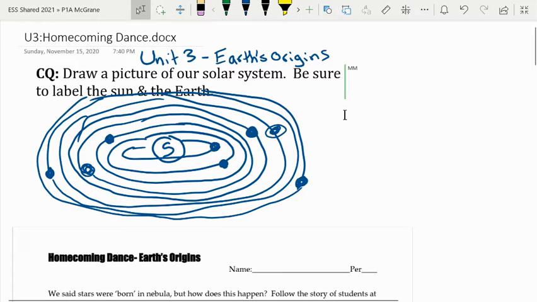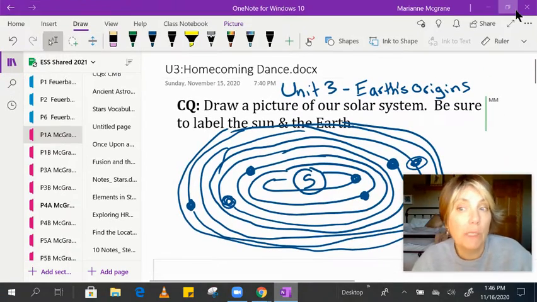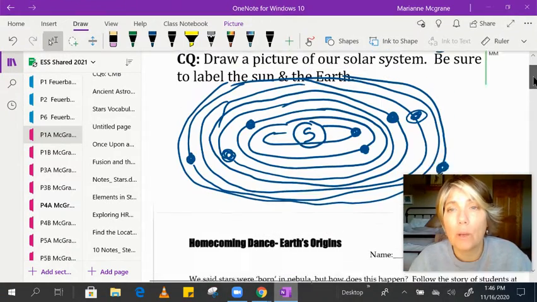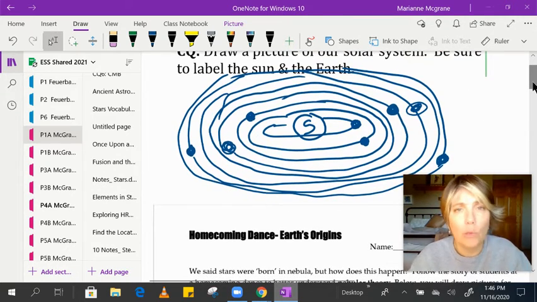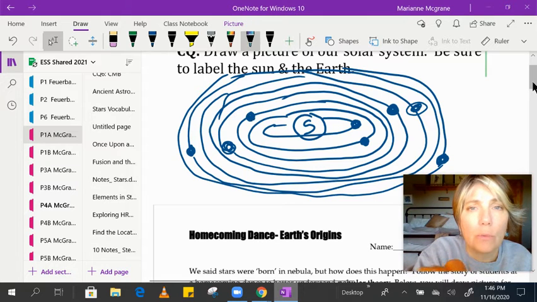At the top of a new notebook piece of paper, put Unit 3, Earth's Origins. Then it says, draw a picture of our solar system. Be sure to label the Earth and the Sun, which we did. You can see that we put the Sun in the middle. It's the largest object that we have in our solar system. And then we put 9 different planets in orbit around the Sun. Of course, I did not label where the Earth was, so I should do that right now.